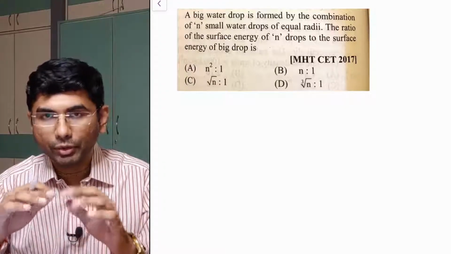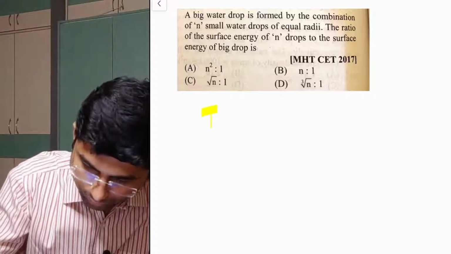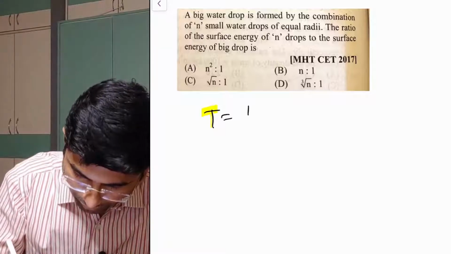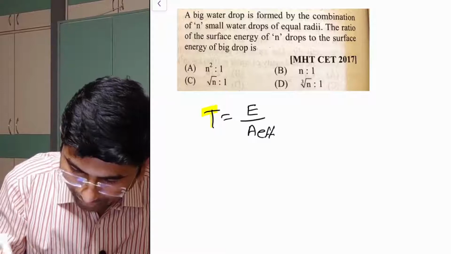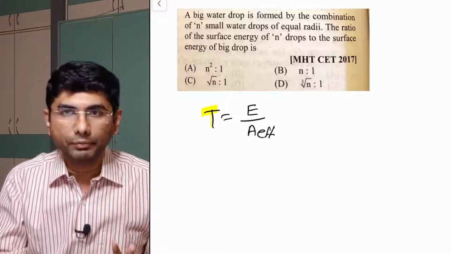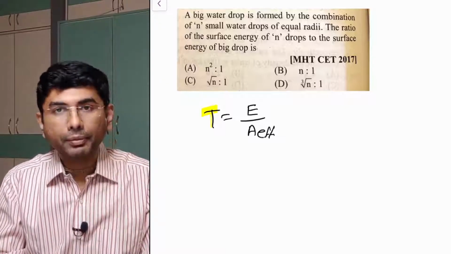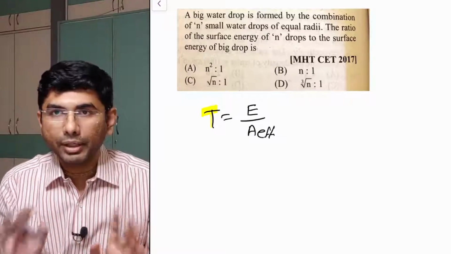Surface energy: we know the formula, tension is equal to surface energy upon effective area. That's our formula. Now we need to find out, the surface tension will be same, because for one liquid tension will be same, but now the energy will be different. According to the area, the energy will be different now.